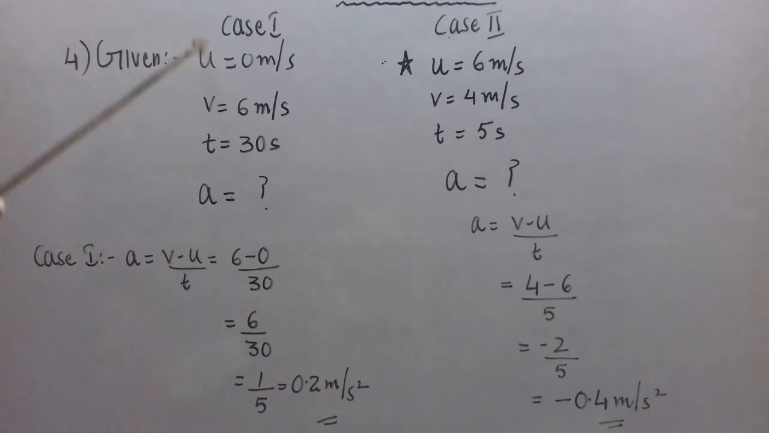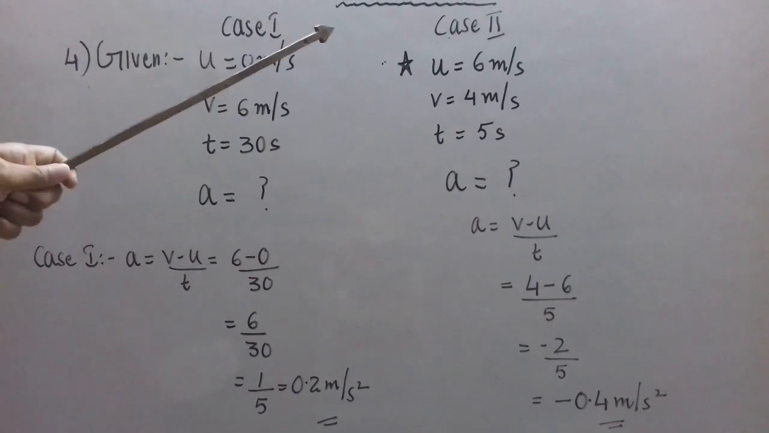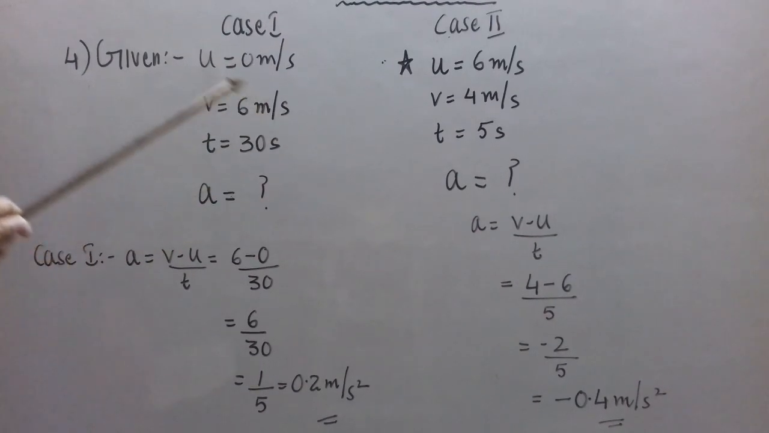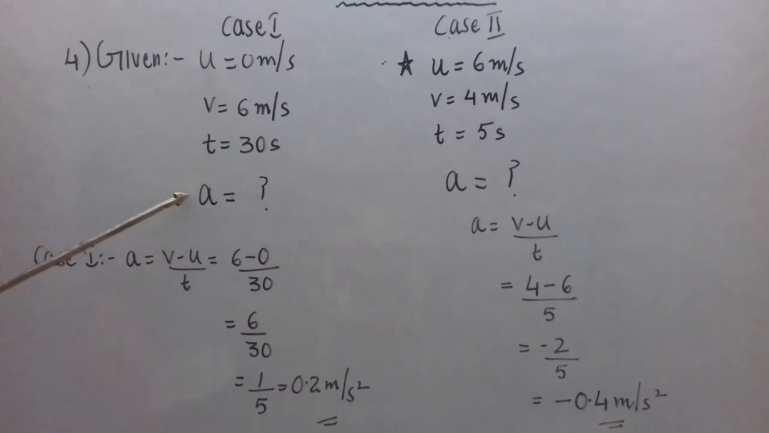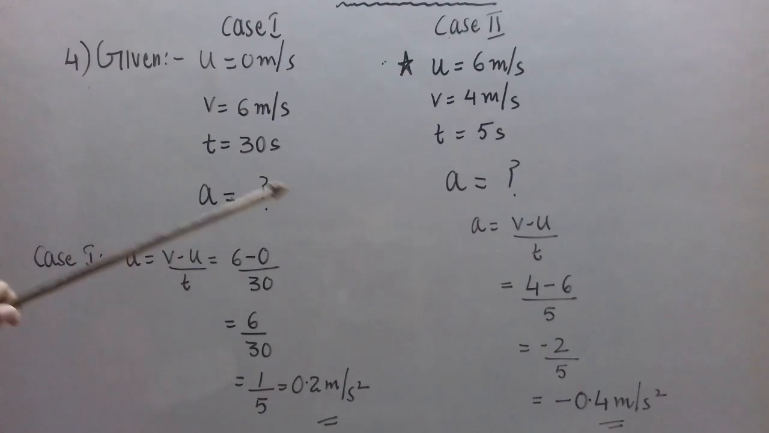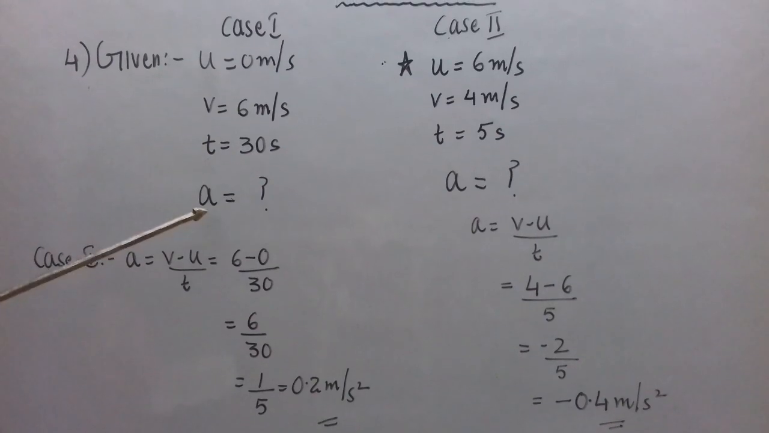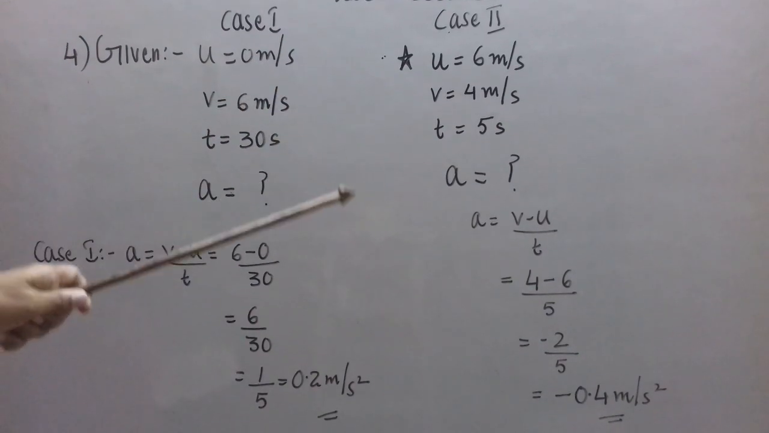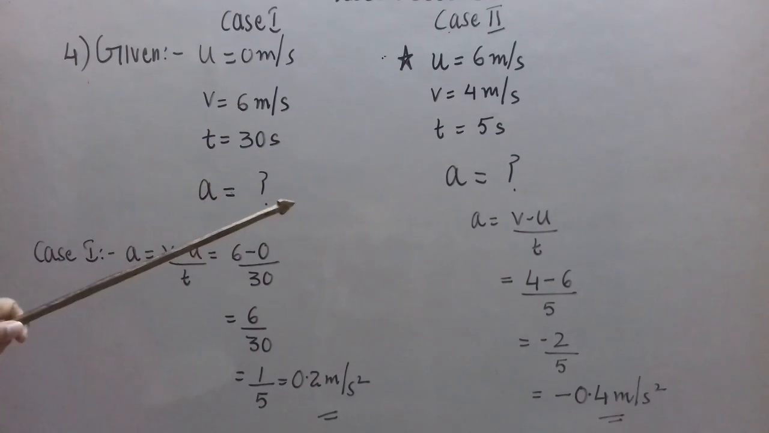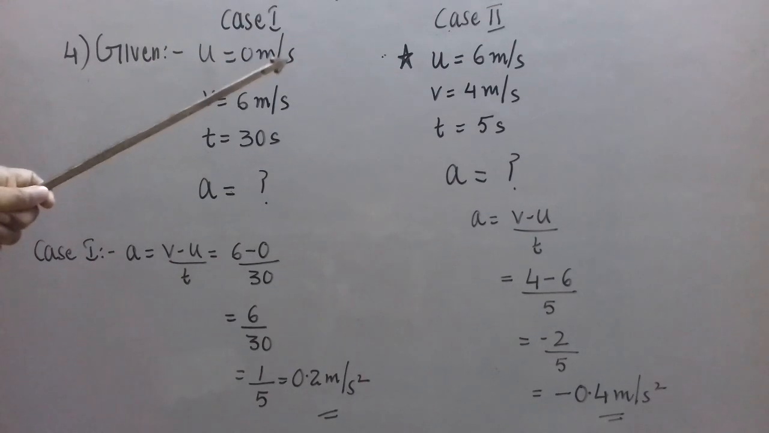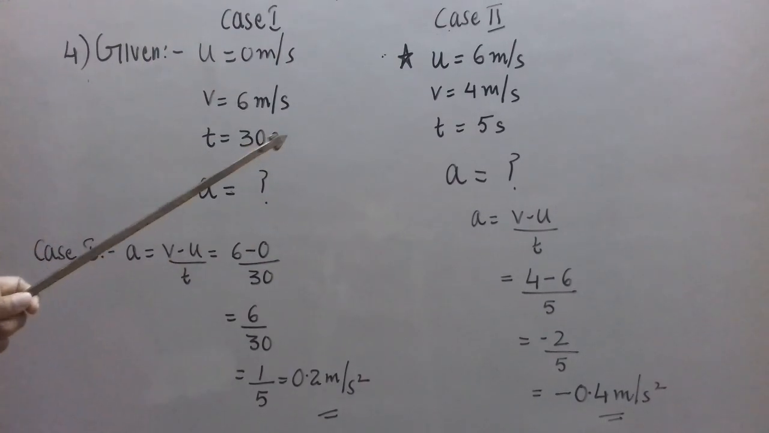So what I have done, I have written case 1 when he starts, case 2 when he applies the brakes. I have used U, V, T, A symbols for each of them. You can do it this way also, or if you want you can write U1, V1, T1, A1, U2, V2, T2, A2. That way also you can do. But since I have just mentioned case 1 and case 2 separately, I have not made it that way.